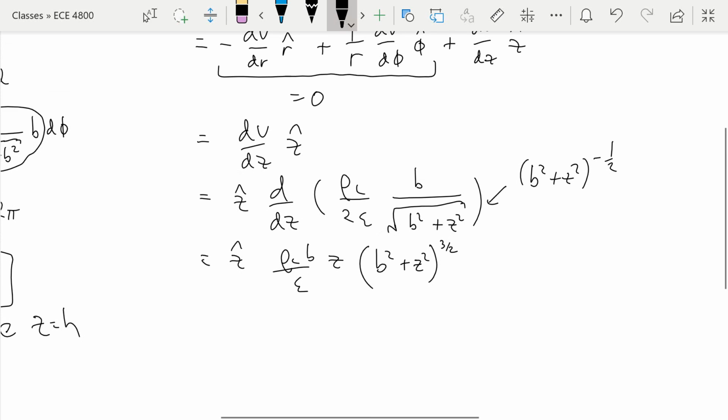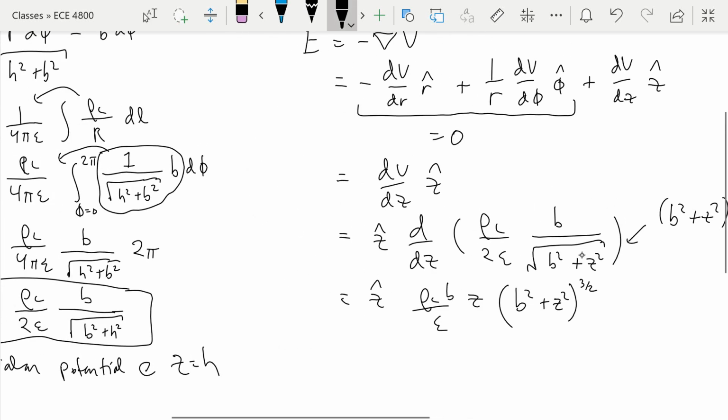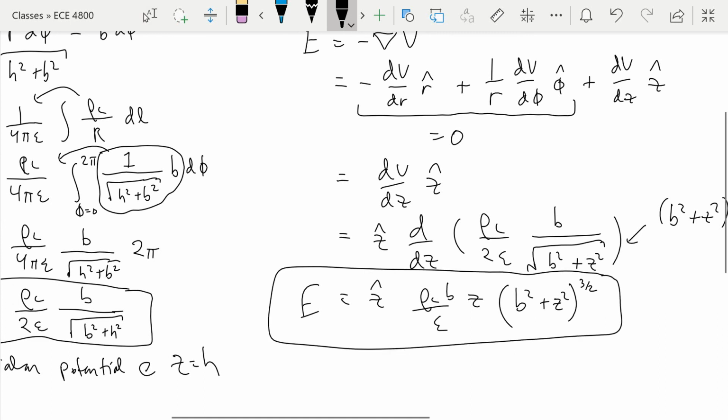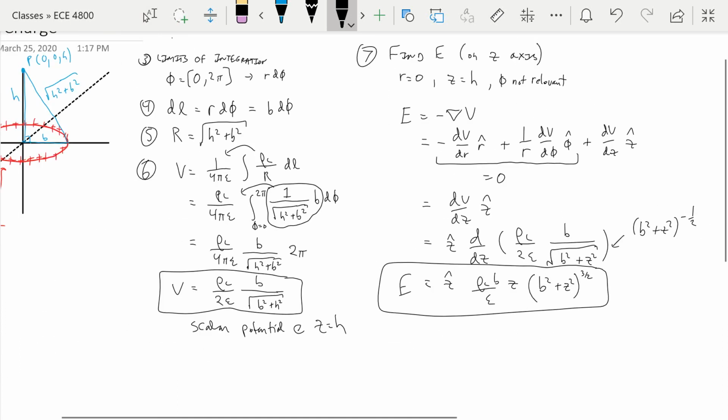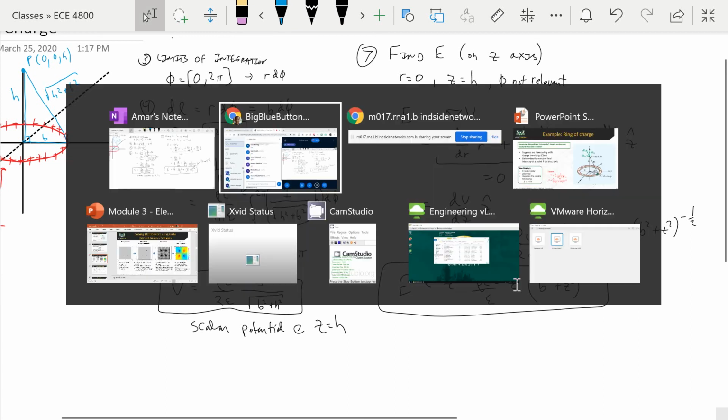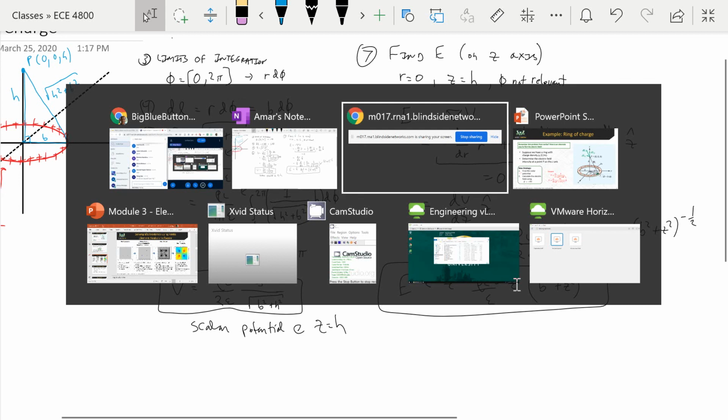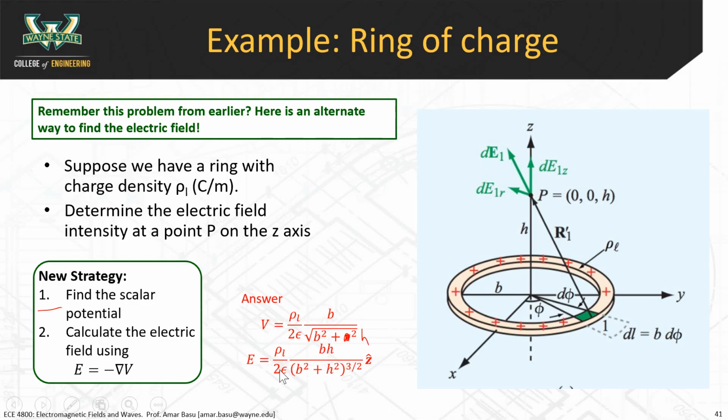Okay, so this is our relationship for the electric field. There's a lot of math that we had to do to figure that out. We figured it out, and you'll see that this result actually matches the result that we found earlier using the longer brute force method. It's in a slightly different form, but it's basically the same.